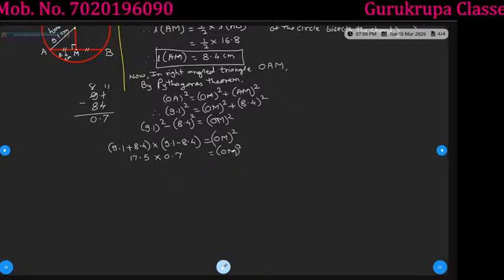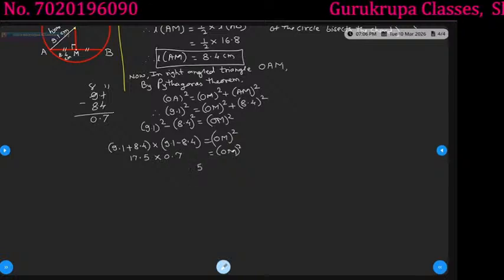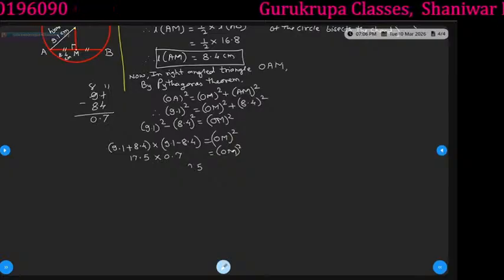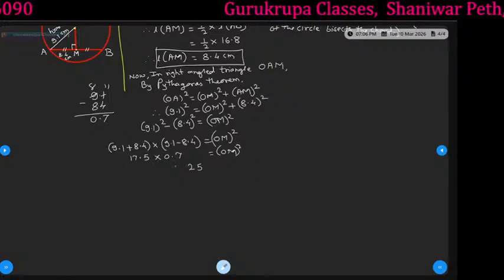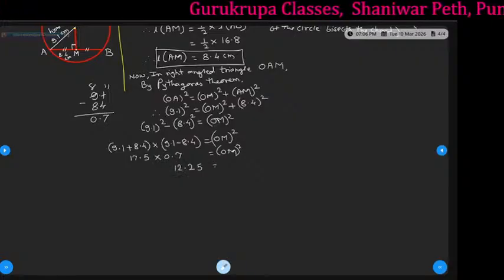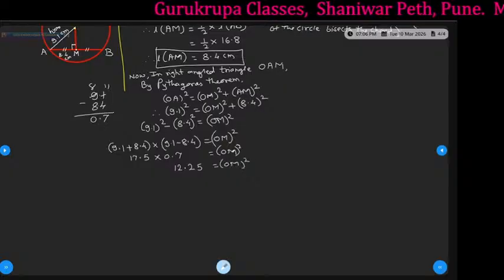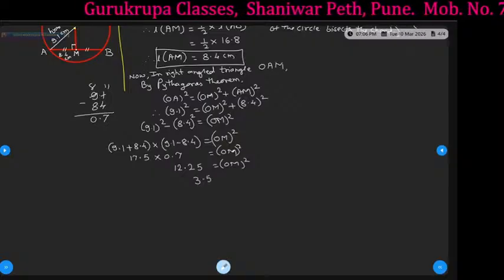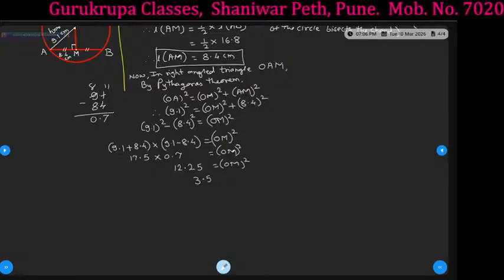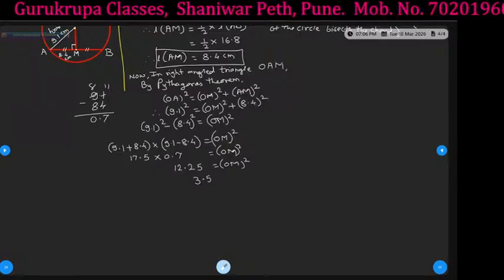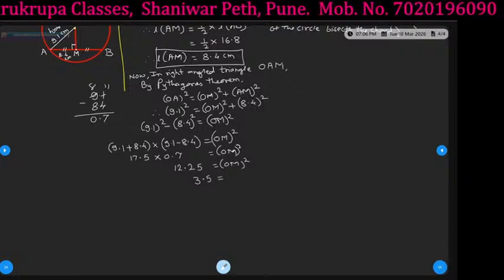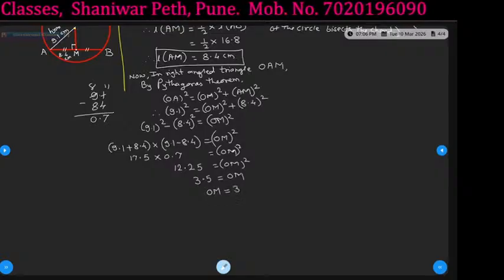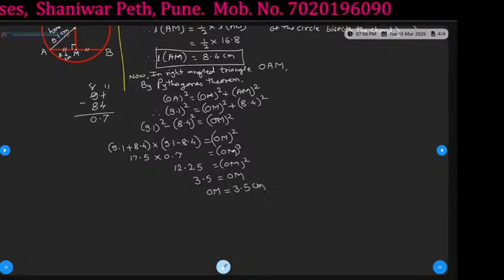Calculate this. 7 times 35, 7 times 5 is 35, 7 times 7 is 49 plus 3 is 52, 5, 5, 12. Two decimal places are there, so OM square is equal to 12.25. The square root of 1225 is 35, so 12.25 having the square root 3.5 is equal to OM, that is length OM is equal to 3.5 cm.